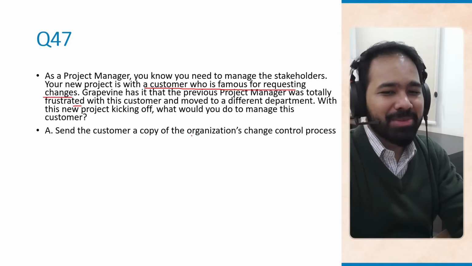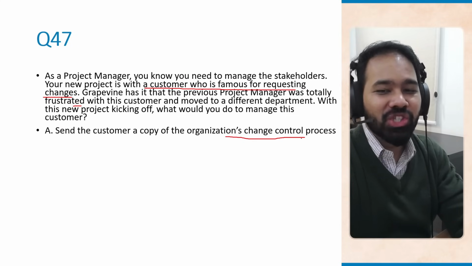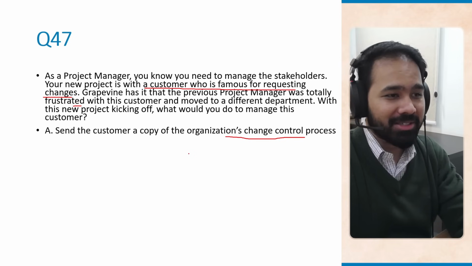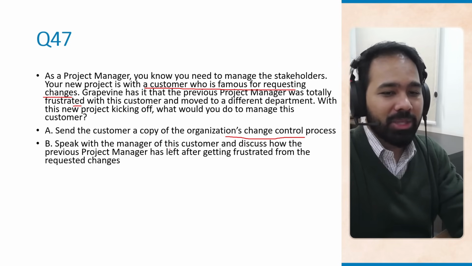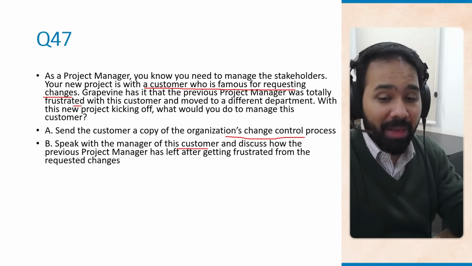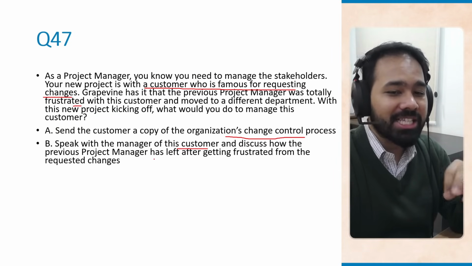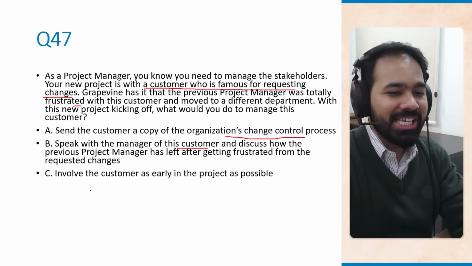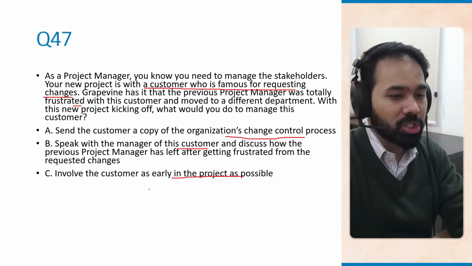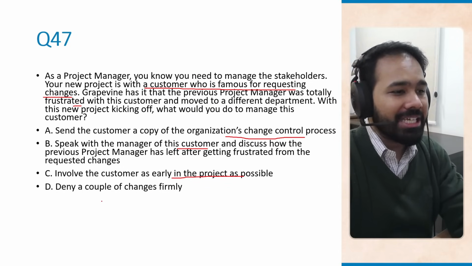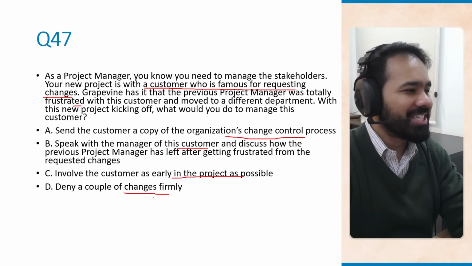A, send the customer a copy of organization's change control process. Yeah, that's a good option. B, speak with the manager of the customer, and discuss how the previous project manager has left after getting frustrated from the requested changes. So you're trying to escalate on the customer here. C, involve the customer as early in the project as possible, being proactive. D, deny a couple of changes firmly.